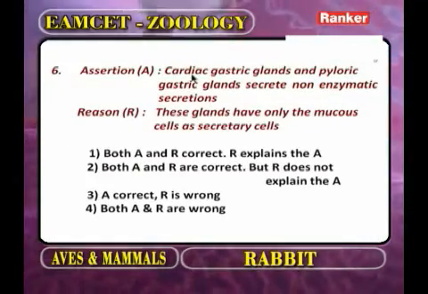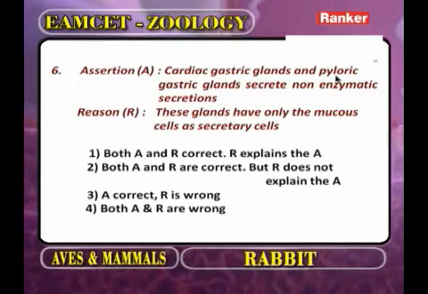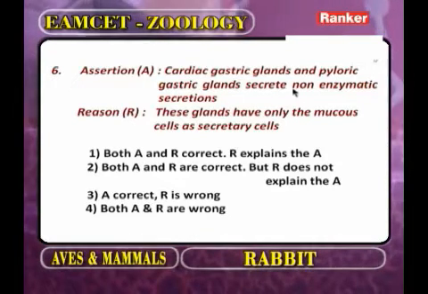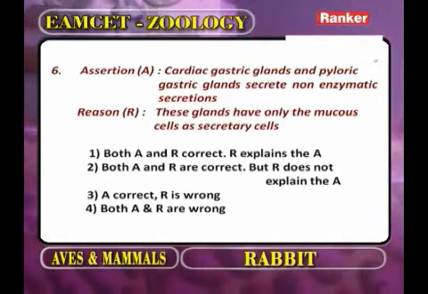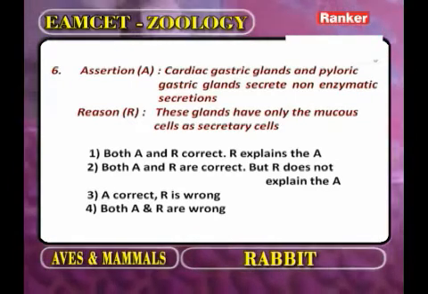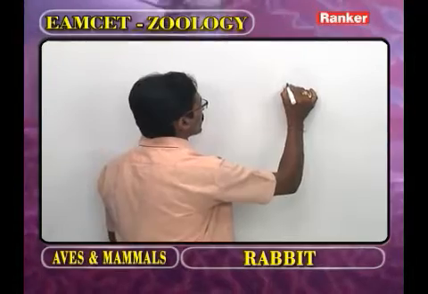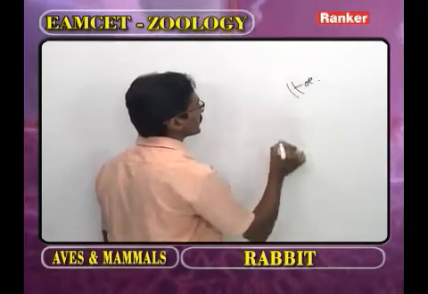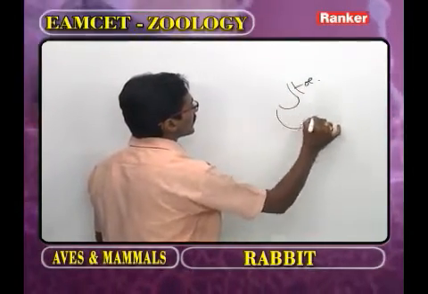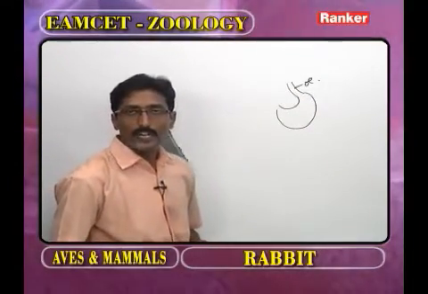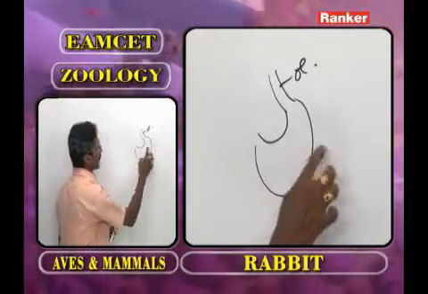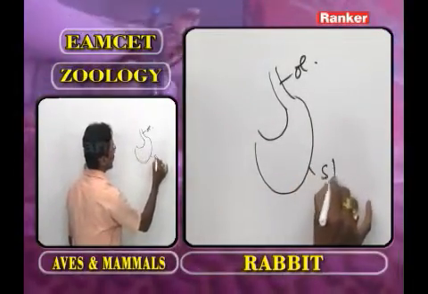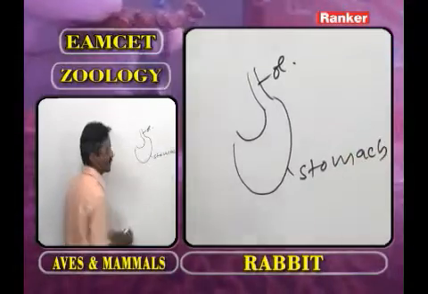Assertion: cardiac gastric glands and pyloric gastric glands secrete non-enzymatic secretions. Now as we observe the gastric glands, this part we call the esophagus and this one we call the stomach. In the body of vertebrates, as we observe the alimentary canal, what is the largest part? That we call the stomach.